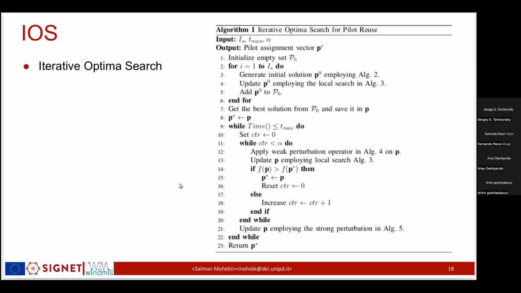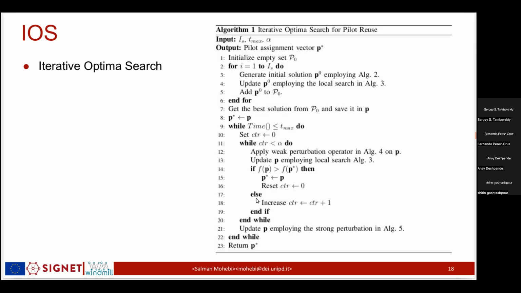And in general, we propose this iterative optimal search algorithm, which, just like the previous one, has an initialization phase that randomly assigns pilots to different users. Inside a while loop, it first applies a big perturbation operator, since this is a search problem and we have to avoid getting stuck in local optima. This operator takes the users and, without considering whether certain moves will increase or decrease the performance, moves the search to some other place in the search space.